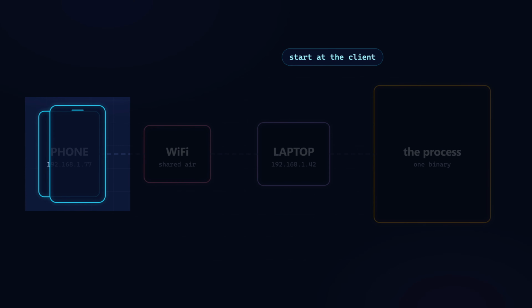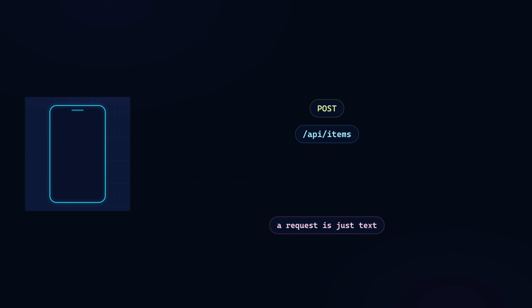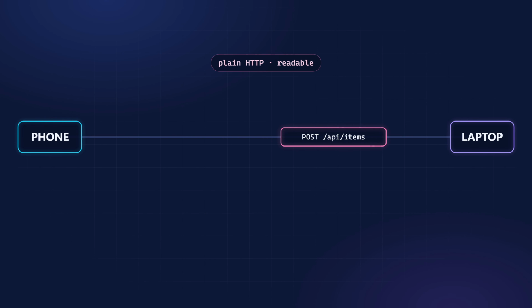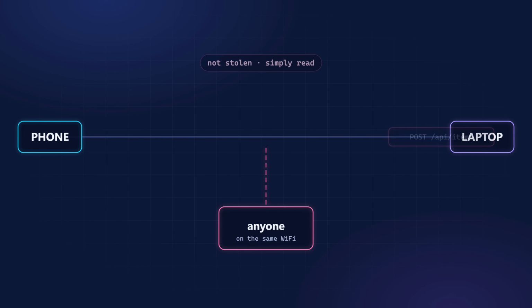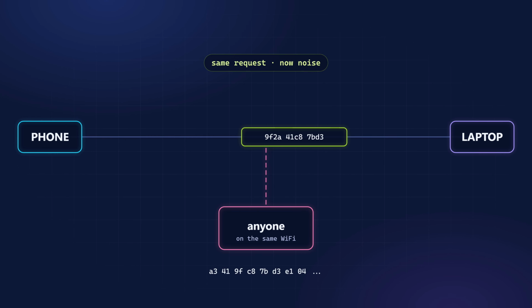It all starts right at the client, your phone hitting a specific network API route. It actually just sends raw text, a method, a path and a body, no magic. Over plain HTTP, the text goes out over the network exactly as it was written. Wi-Fi is a shared medium. Anyone running Wireshark can easily read your plain text request. Now wrap it up in TLS and that request becomes pure cryptographic noise to everyone listening locally.